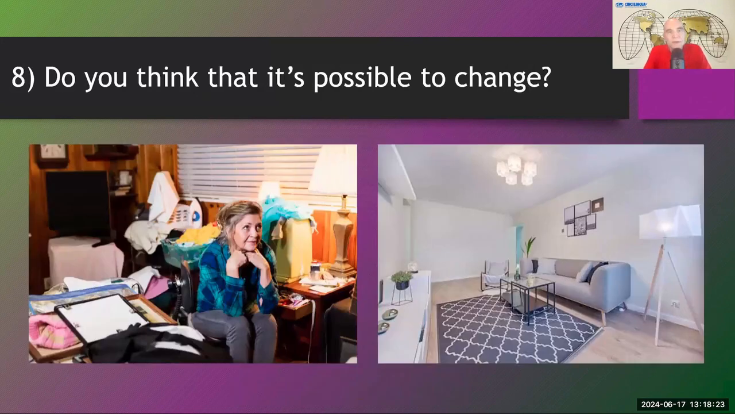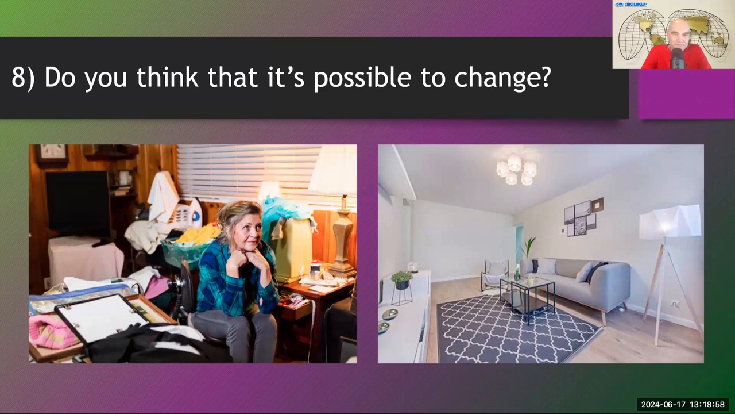Number 8. Do you think that it's possible to change? Sure. Of course. I think it's inevitable. We all change. Whether we like it or not, we change. Sometimes we don't like it, but we do. We get older, right? And things change in our minds, things change in our body. So do you think that it's possible to change? Yes, I think it's impossible not to change.